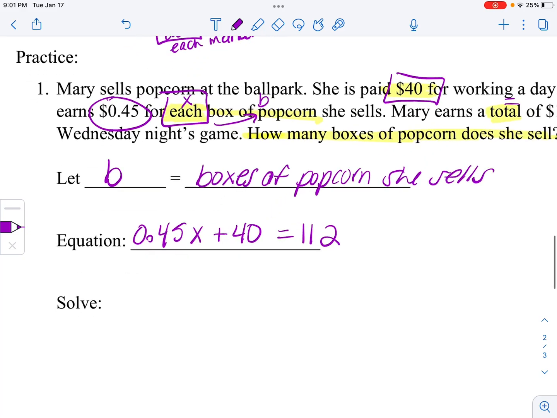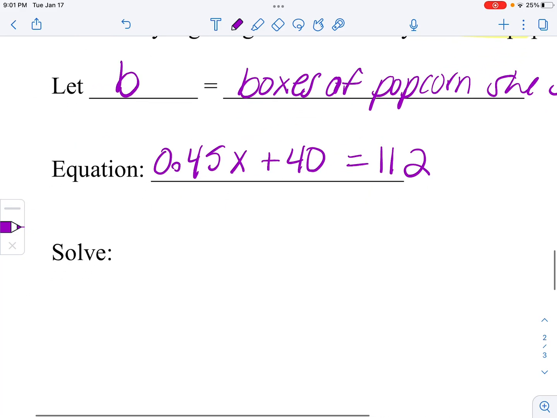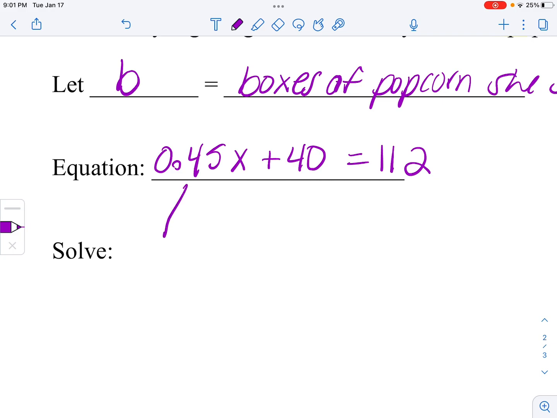Okay, unfortunately, I am struggling to talk at this point, so I'm going to have you guys rewrite this down here, and I want you to solve it. Okay, I want you to find what, oh, I'm sorry, not X, B. My mistake, B. I want you to solve it.